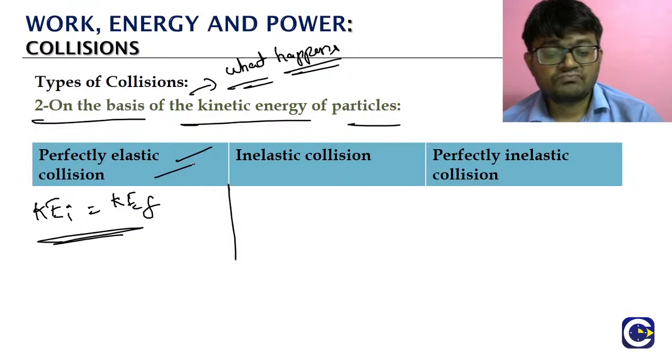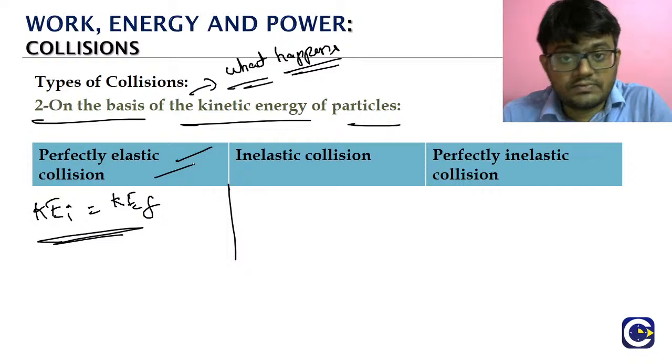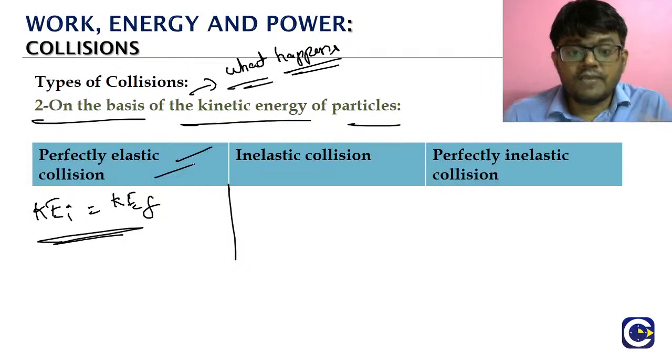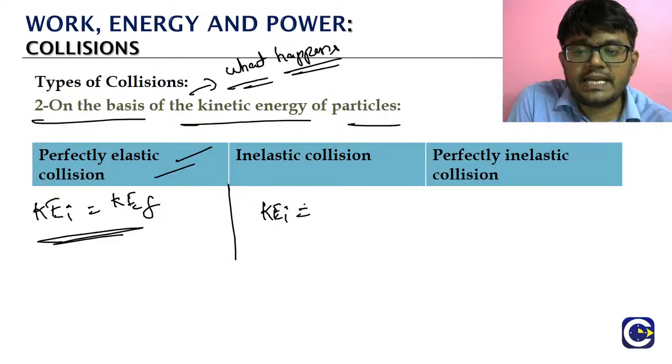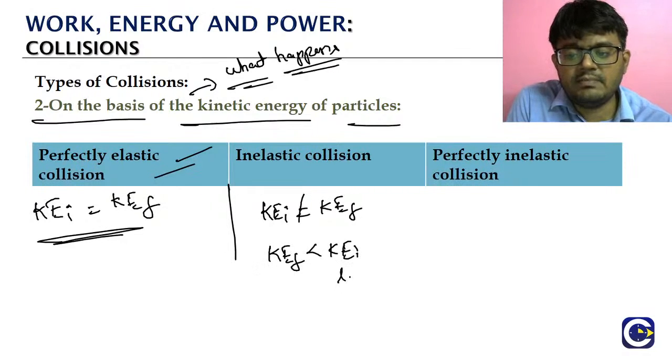such a collision is what we will be calling a perfectly elastic collision. Like we talked about the collision of a gas particle with the walls of the container or with the other gas particles, right? All these are perfectly elastic collisions. If there is a difference, the initial kinetic energy is not equal to the final kinetic energy. Generally what happens is the final kinetic energy will be less than the initial, meaning there will be a loss.